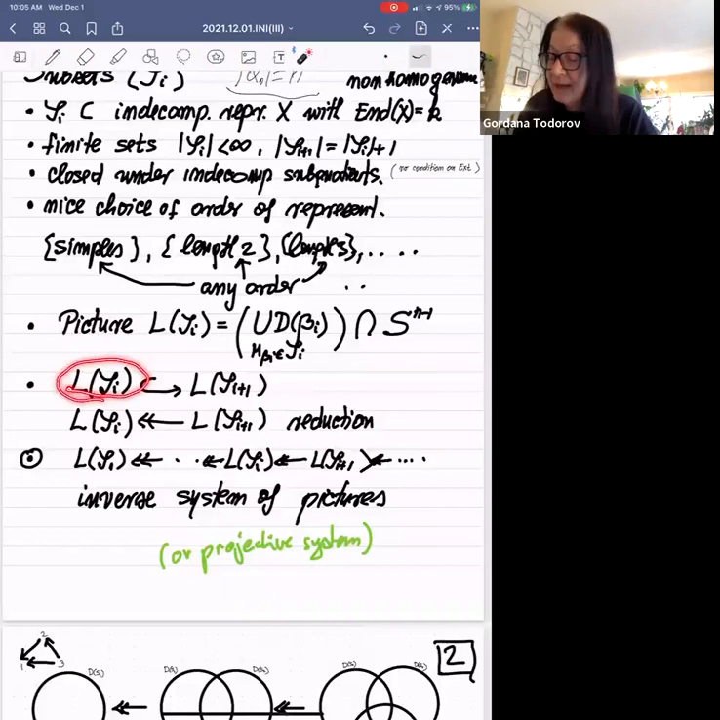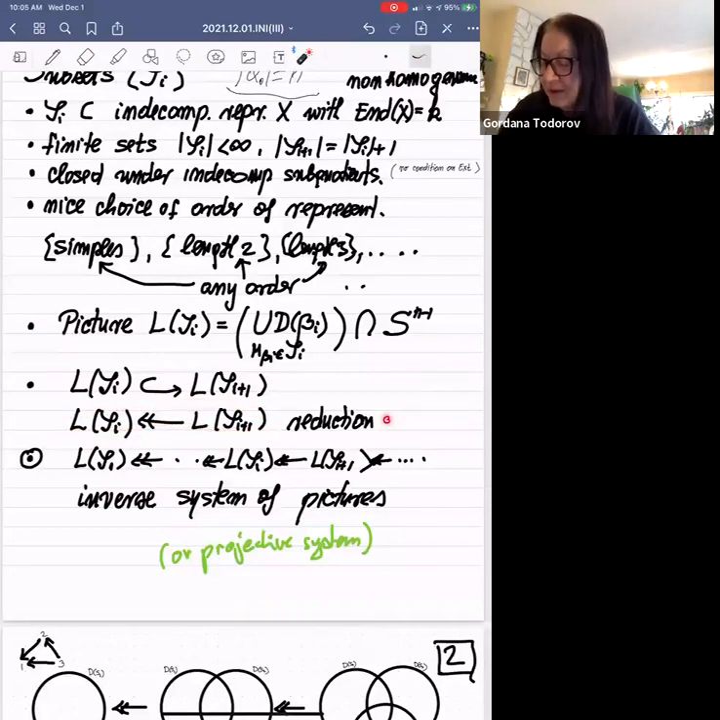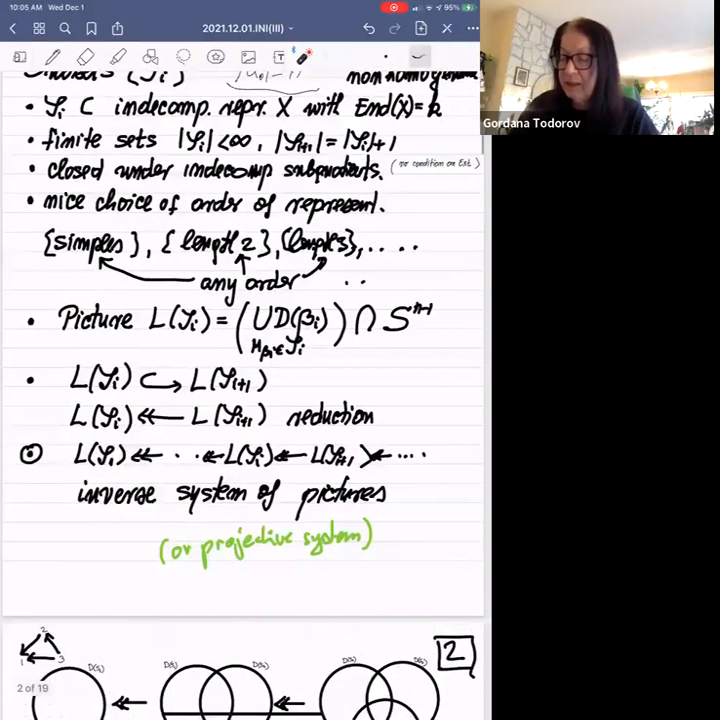With these S_i, the pictures are all inside larger and larger ones. But then there's also the reduction process, which is just a simple-minded reduction process. You delete what you are supposed to delete, but it is used in the process of proving and so on. And then we have this inverse system of pictures.